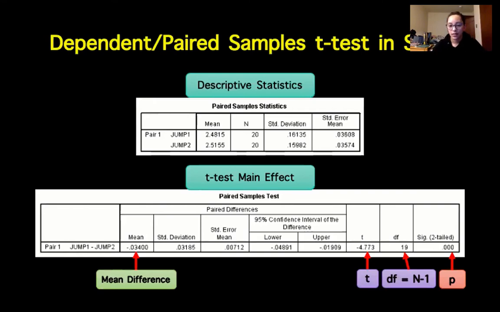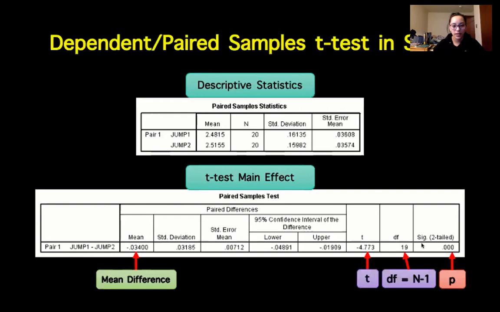Chat. Morgan says yes. Does anyone concur? Yes, we have one person who concurs. Yeah, and we would have a significant difference, right? Because P is less than 0.05.